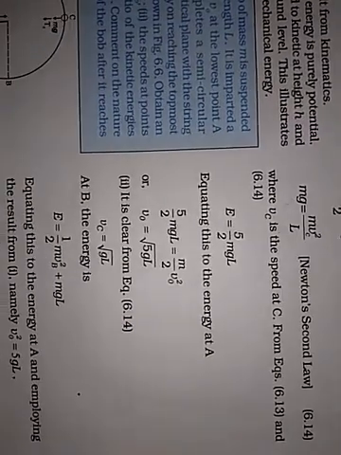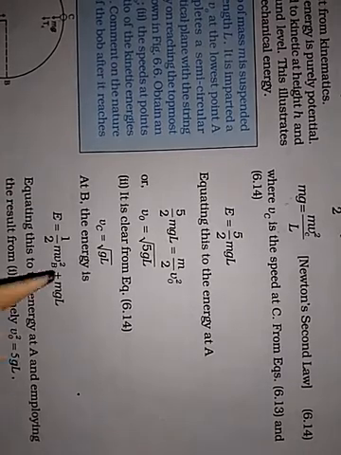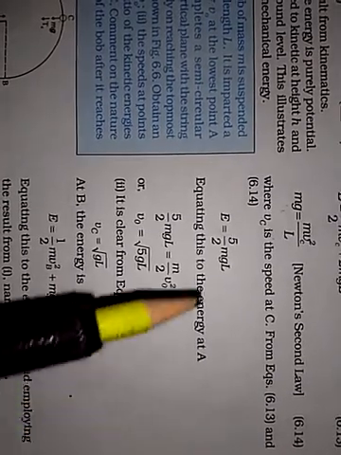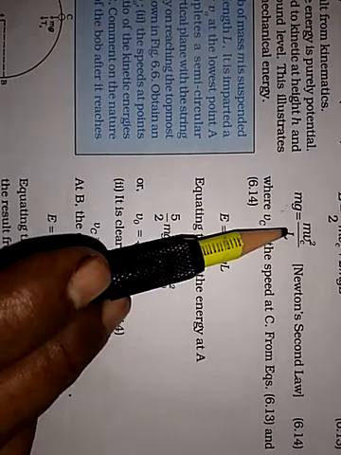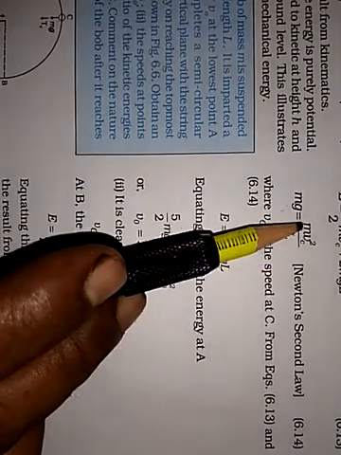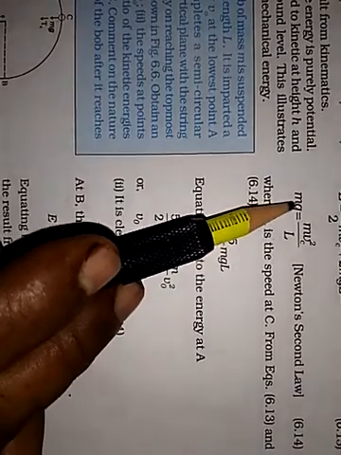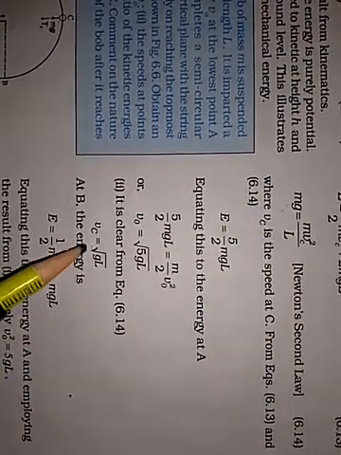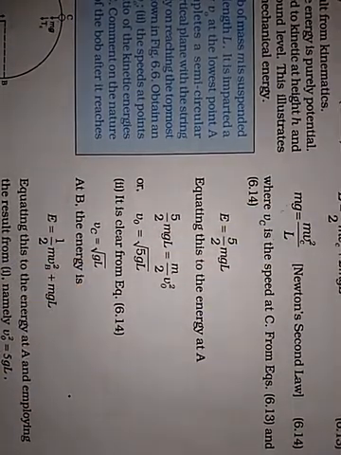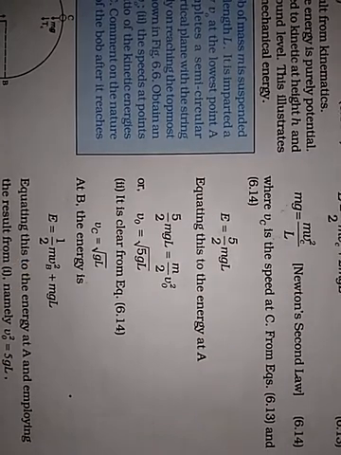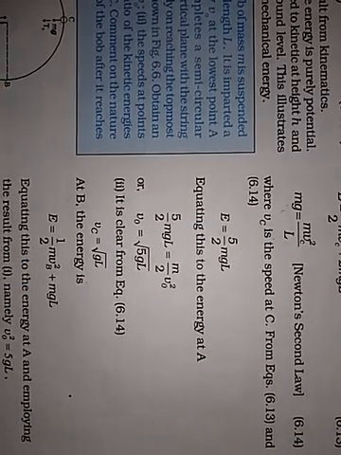Next, it is clear from 6.14. So 6.14 is this equation, mg is equal to mvc square by L. M gets cancelled. Now what happens to vc square? It is gL. Therefore vc is equal to root of gL. That's how we are getting this equation. Now we are considering point B.